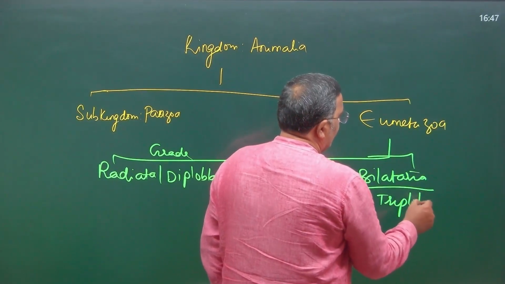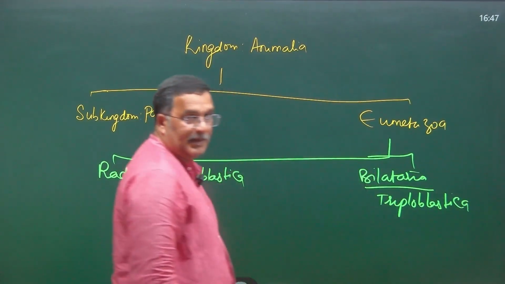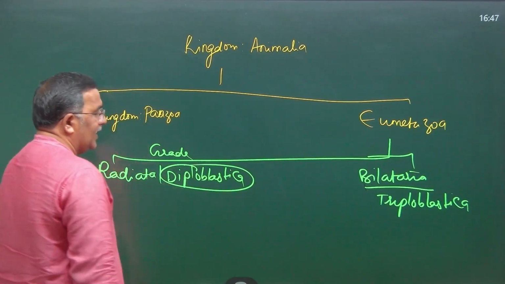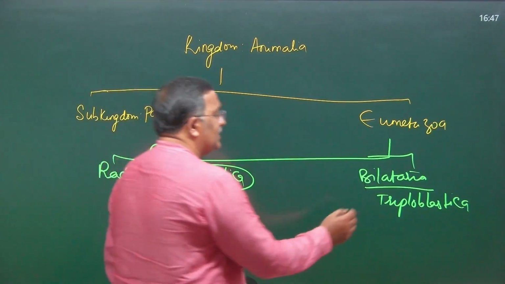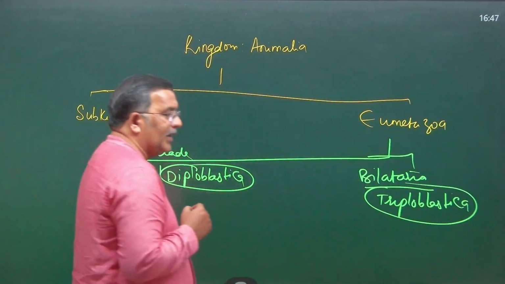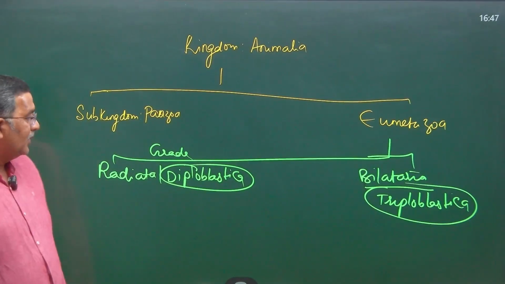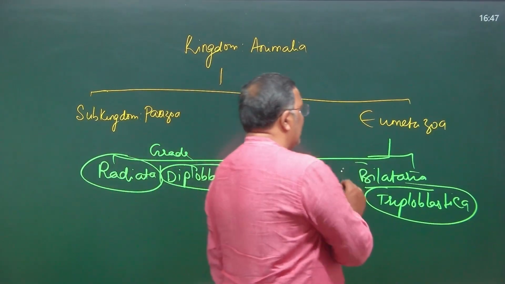So, in the previous class, we completed diploblastica and triploblastica. As I said to you, if two germ layers are present, ectoderm and endoderm, it is diploblastica. If three germ layers are present, ectoderm, endoderm, and mesoderm, it is triploblastica, isn't it? Today, let us see about radiata and bilateria.